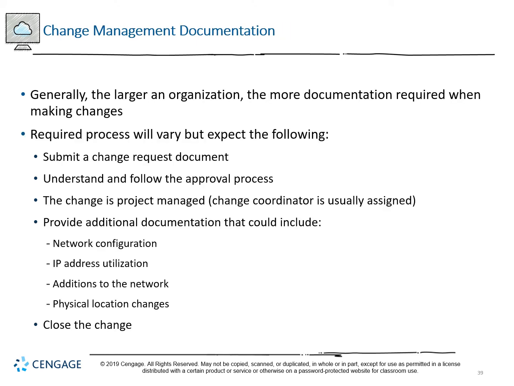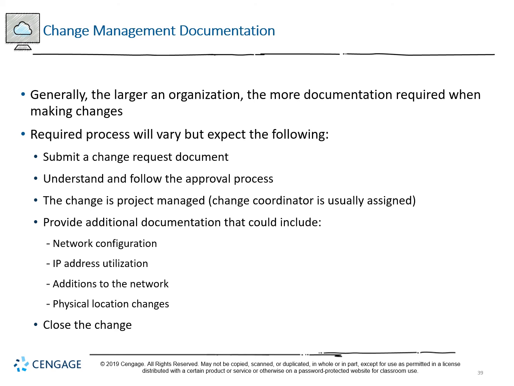Generally, the larger an organization is, the more documentation that's needed, but that's because you're often affecting way more stuff, if you will. So if you're doing an operating system upgrade for 10 computers, that requires a little bit of work. If you're doing it for 1,500 computers, that's a much more extensive process, requires a lot more validation and a lot more planning. The required process will vary, but here's some things we can expect.